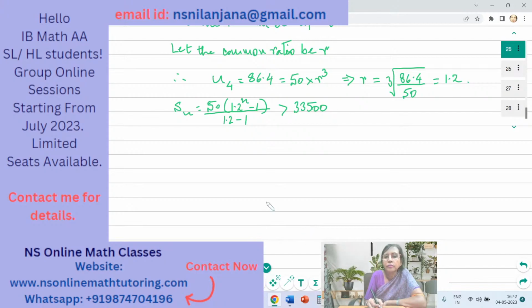Okay, fine. So 1.2 minus 1 is 0.2, which is 2 over 10. So it is 500 over 2 times 1.2 to the power of n minus 1, so this will be 250 times 1.2 to the power of n minus 1, which is greater than 33,500.